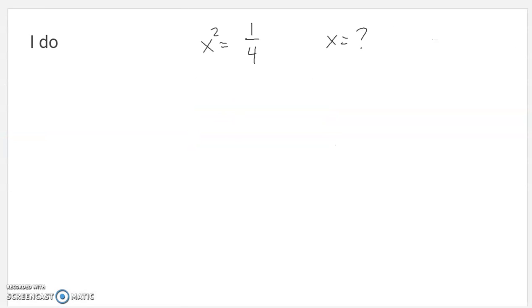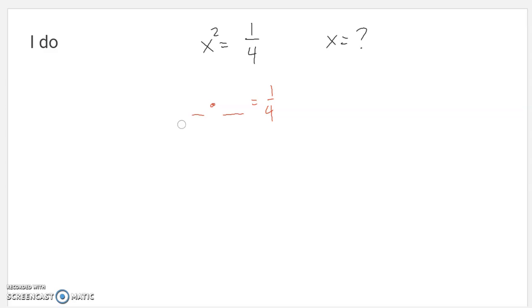So here we go. x squared equals a fourth. Yuck. So x equals what? So like I said yesterday, remember, square roots are the inverse operation of squaring. So when I see a question like this, I'm trying to figure out what number times itself makes 1/4. That can be tough to do just by common sense alone. It can be a hard thing to do.